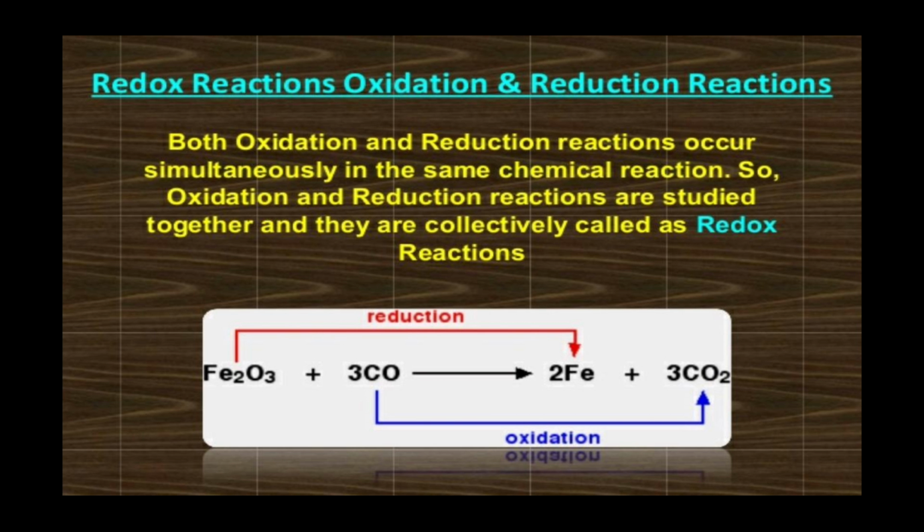So this type of reaction where the reduction and oxidation occur simultaneously is said to be a redox reaction. RED, red from reduction, and OX from oxidation. Means we can say that both oxidation and reduction reactions occur simultaneously in the same chemical reaction. So this is said to be a redox reaction. Simply, the last two types which we have studied, reduction and oxidation, they both are carried out simultaneously here and it is said to be a redox reaction.